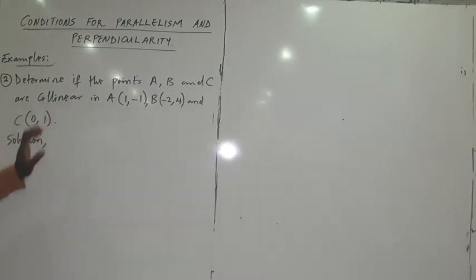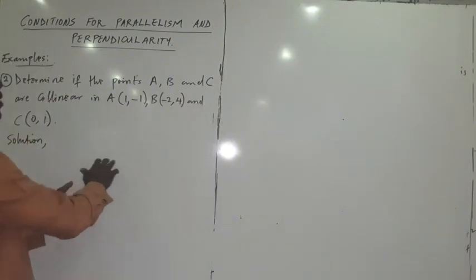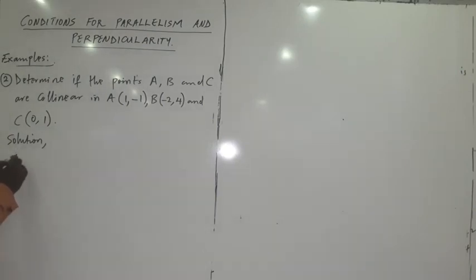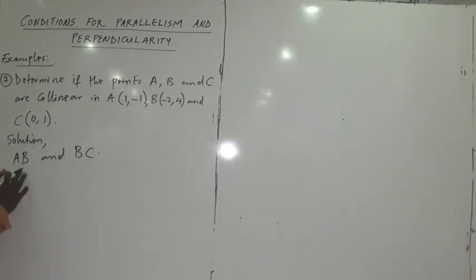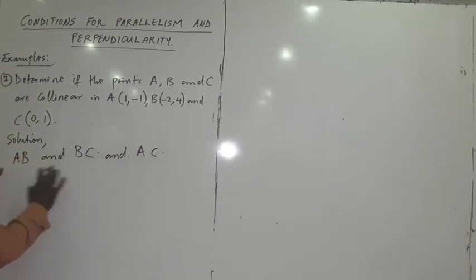The condition for collinearity is that for these 3 points to be collinear, they must lie on the same straight line and they must have the same gradient. To determine whether they have the same gradient, we are going to group them 2, 2. So we group AB and BC, and if you like, you can group AB, BC, and AC. These 3 points must possess the same gradient.